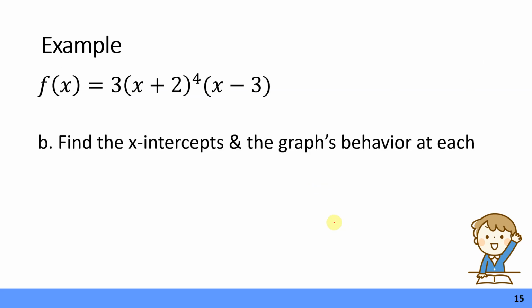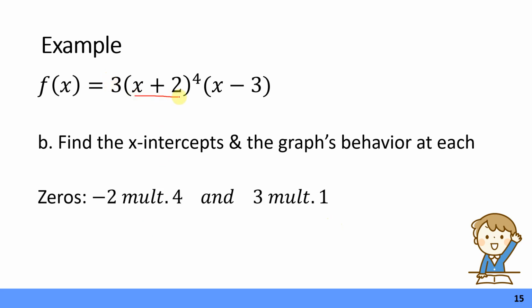Part B, find the x-intercepts and the graph's behavior at each. So there's no x in the front. I just get the opposite of this, which is -2 with multiplicity 4. And I get the opposite of this, which is 3 with multiplicity, invisible, 1.